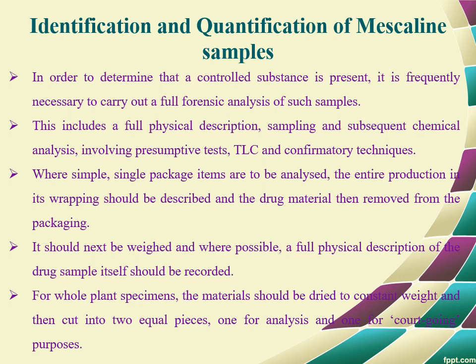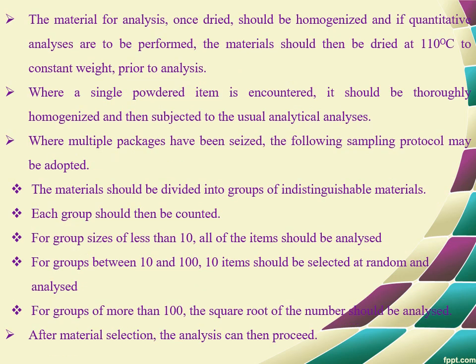For whole plant specimens, the material should be dried to a constant weight and then cut into two equal pieces, one for analysis and one for court-going purposes. The material for analysis, once dried, should be homogenized, and if quantitative analysis is to be performed, the material should then be dried at 110 degrees Celsius to a constant weight prior to the analysis. Where a single powdered item is encountered, it should be thoroughly homogenized and then subjected to the usual analytical analysis.